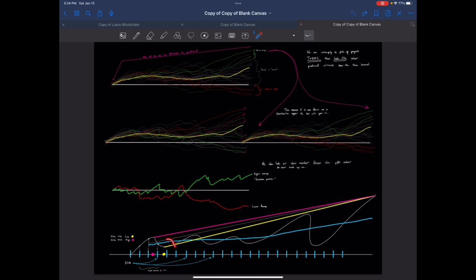So what you want to do is look at the bot, and regardless of market conditions, if you can invest, you want to invest early. You don't want to wait.